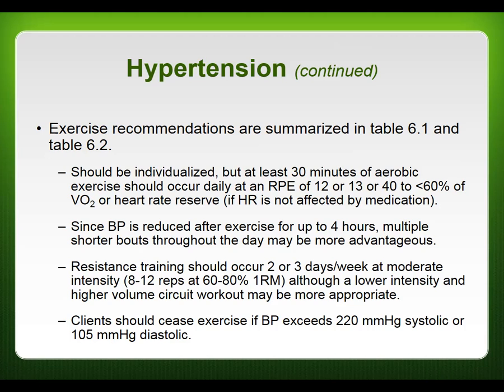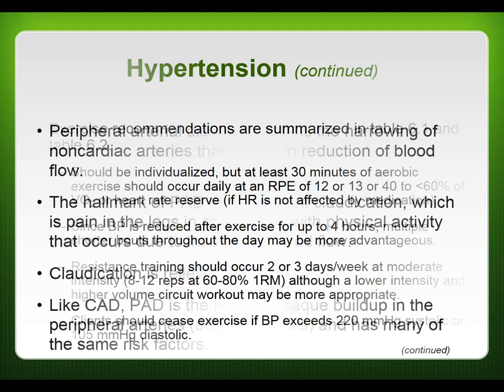Resistance training should occur 2 to 3 days a week at moderate intensity, 8 to 12 reps. Again, 60 to 80% of 1 rep max. You may not be able to 1 rep max them. Like if they can only do about 8 to 12 reps of something, that's pretty much what that is. So anything they can do 8 to 12 times, that's basically that same rep max range, okay? Higher volume circuit workouts can be appropriate. If their blood pressure exceeds 220 systolic or 105 diastolic, then you need to stop exercise.